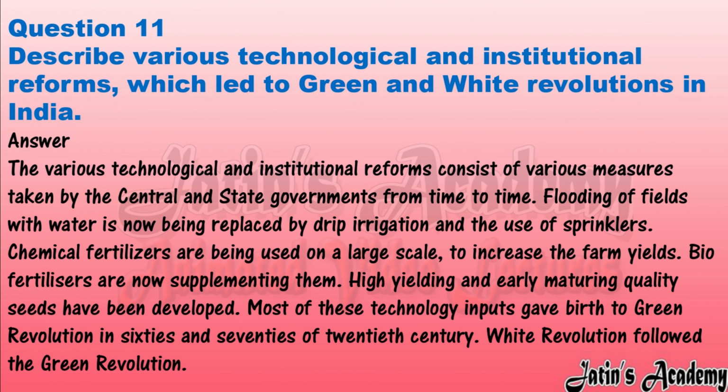Question 11: Describe various technological and institutional reforms which led to green and white revolutions in India. Answer: The various technological and institutional reforms consist of various measures taken by the central and state governments from time to time. Flooding of fields with water is now being replaced by drip irrigation and the use of sprinklers. Chemical fertilizers are being used on a large scale to increase the farm yields.